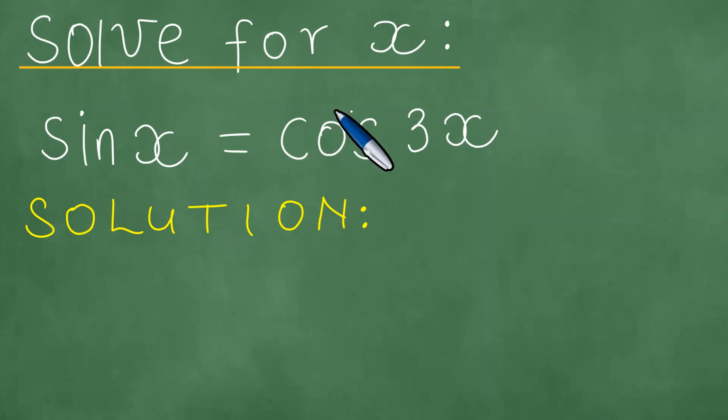Right, we need to solve for x in this case. So given that the sine of x equals cosine 3x, we proceed to write down the solution to the problem. And we begin as follows.